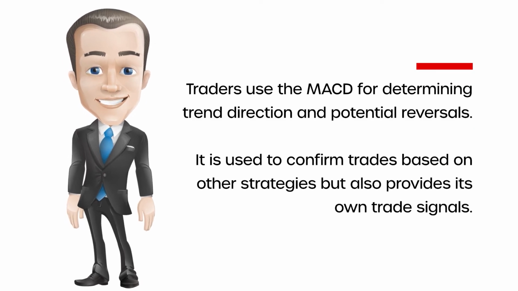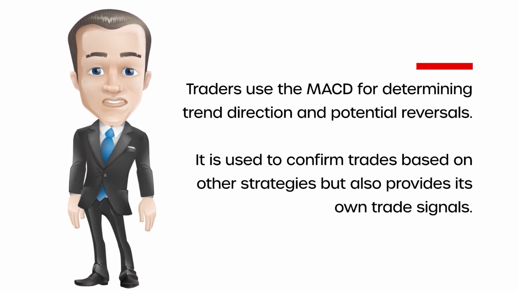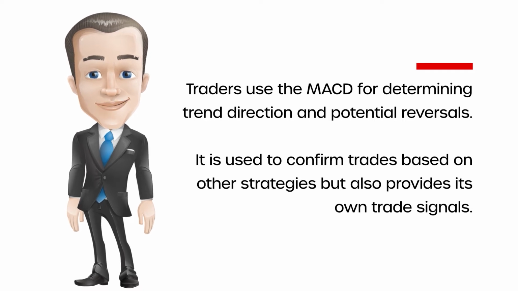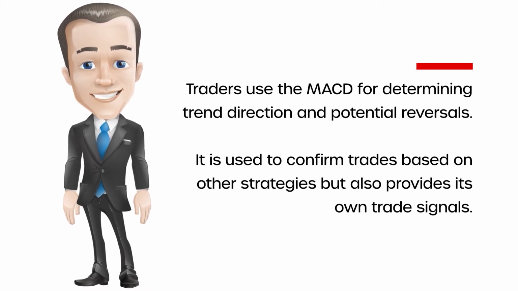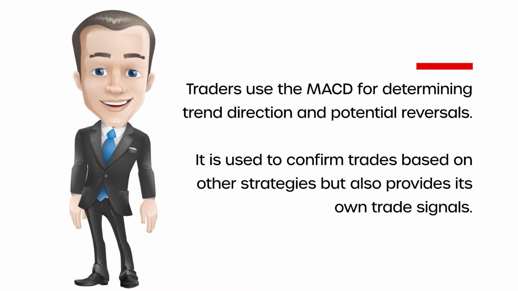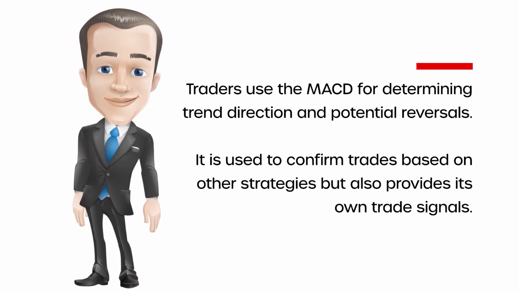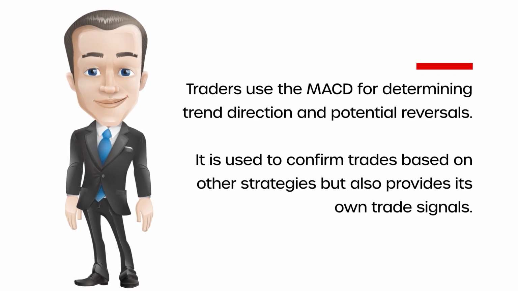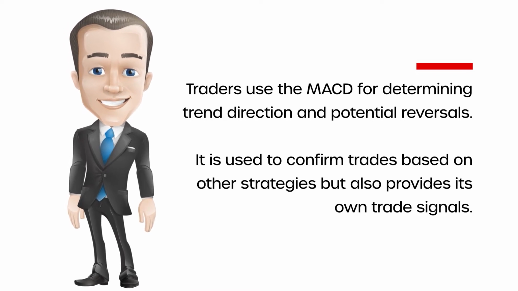Traders use the MACD for determining trend direction and potential reversals. It is used to confirm trades based on other strategies, but also provides its own trade signals. Two lines compose the MACD: the MACD line and the signal line.